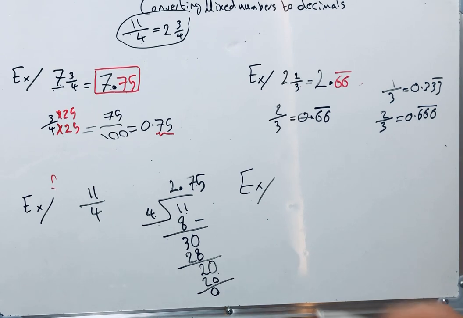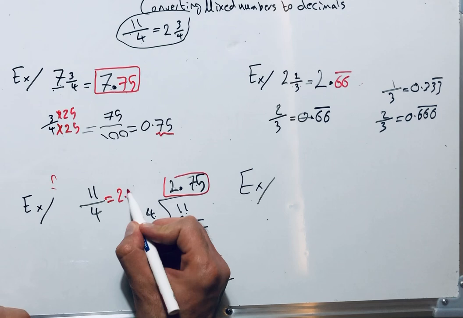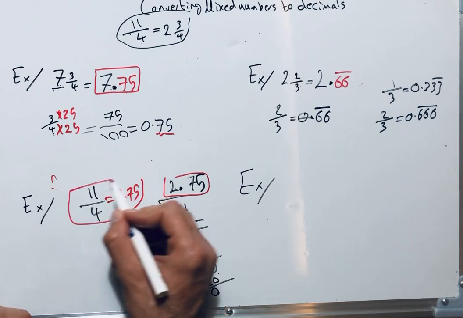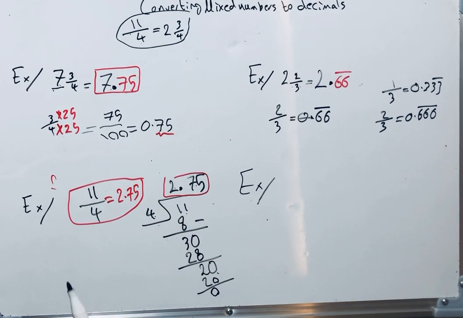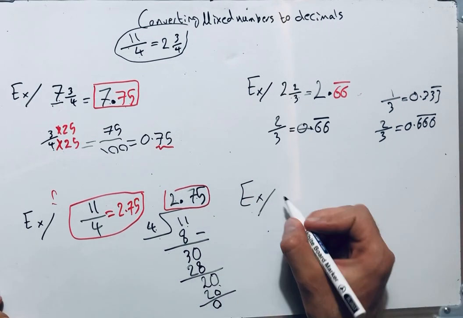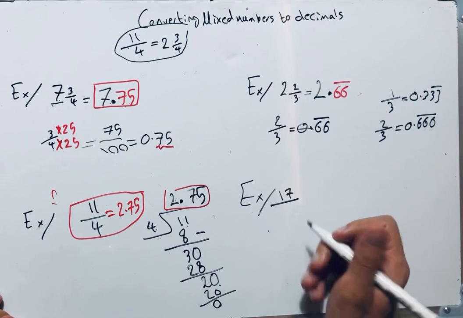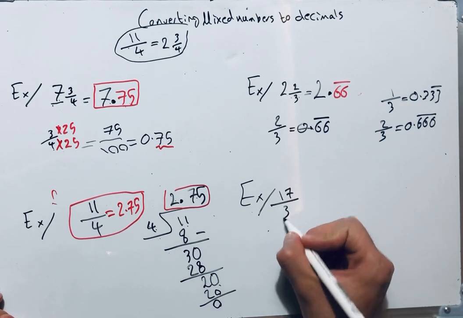So this above part is going to be the result. So 2.75 is the result for this. Okay, we can actually do one more just to master this conversion. So let's say 17 over 3.